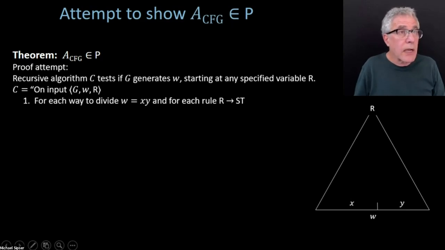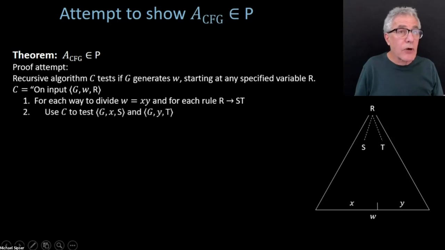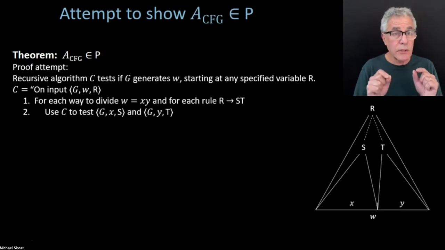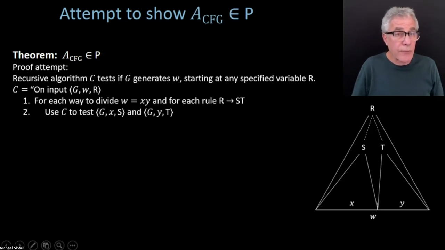So that's not too bad. There's only n ways of making that division. And also I'm going to try every possible rule that comes from R that generates two variables. These are what's allowed in Chomsky normal form: R goes to ST. So for each possible way of cutting W into X and Y, and for each possible rule R goes to ST, I'm going to see recursively, can I get from S to X and from T to Y? I'm going to use my recursion now that I have smaller strings instead of W, I can apply my recursion and try to answer it that way.